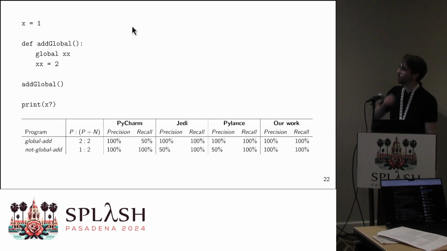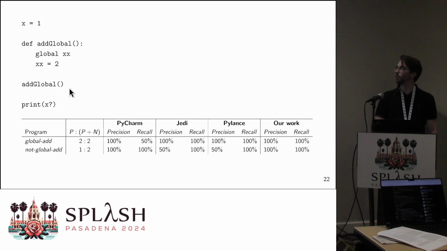Here we have another example where we have a function that introduces a global variable, and then we call this function and we do a completion on it. So after this call to this function, we have both x and x6 in scope. Now this is handled well by Jedi and by our approach, also by Pylons. PyCharm does not complete on the global, it simply completes on x.